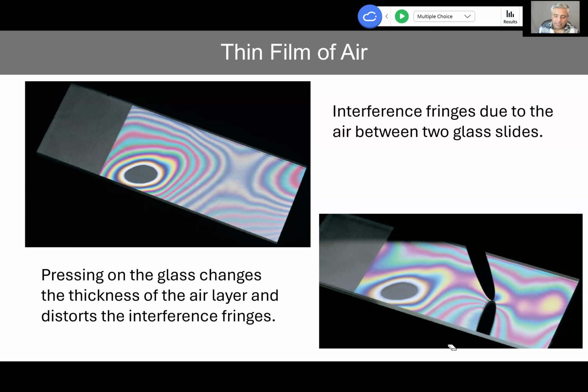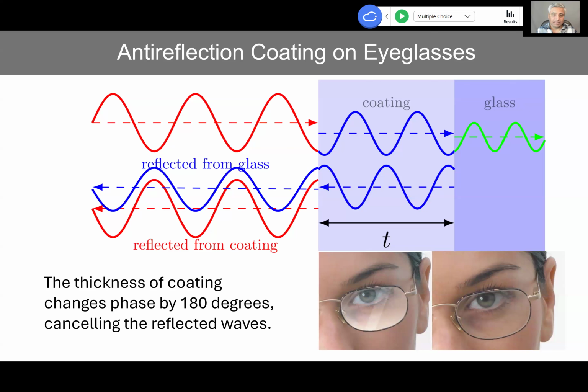Now, the application, for example, in real life, let's talk about that, of this thin film interference. There are several applications, but one commonly used application is coating on glasses. So you see here, without coating, you see something like this. That's not so good, right? But over here you can see the clear view if it has a coating. So how does it work, right?